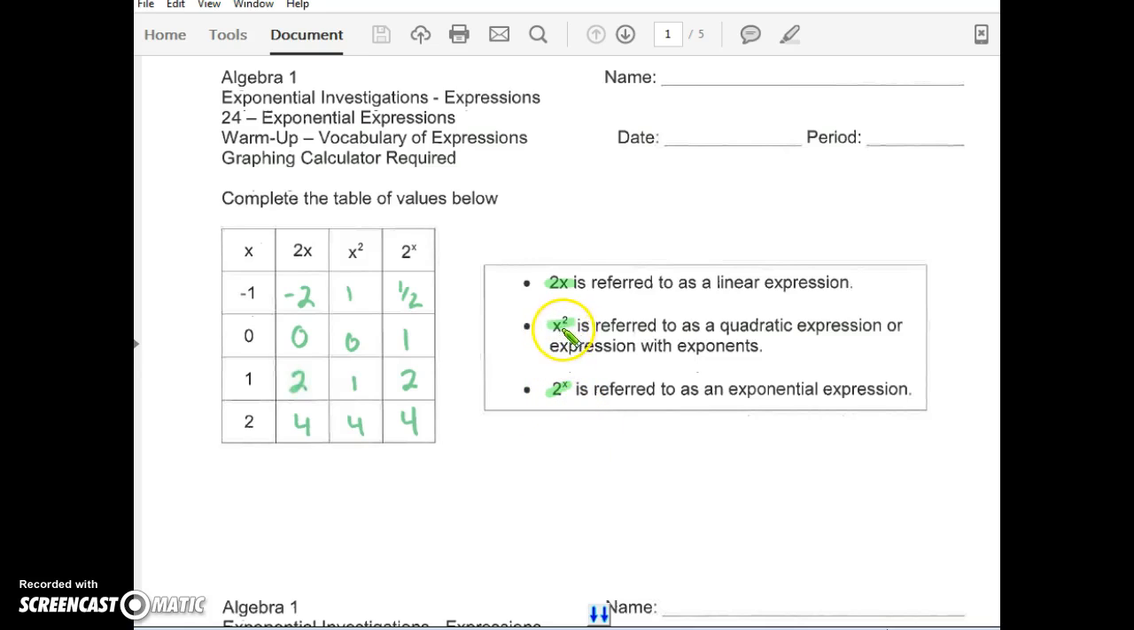So x squared is not an exponential expression. It's just a quadratic. This is because the variable is up in the exponent. And that's going to change the way things look a little bit when we start actually graphing these.